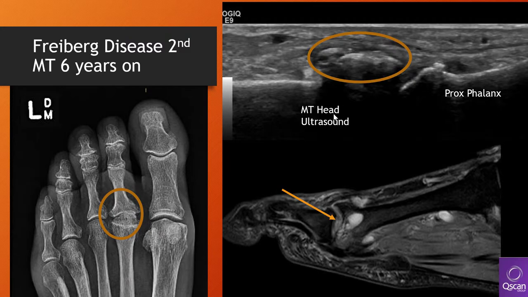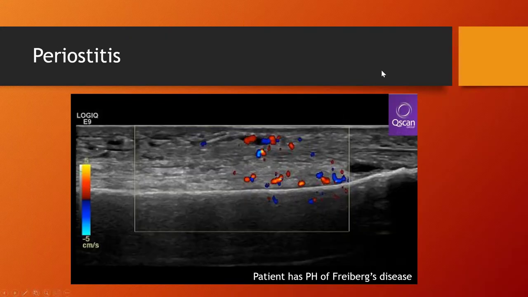And now she's suffering pain chronically. Even 6 years later, this is her ultrasound. She's now got another stress fracture of the second metatarsal shaft. We see increased Doppler signal adjacent to this periosteum, which is the little hypoechoic layer. And they're typical signs of a grade 1 stress fracture.